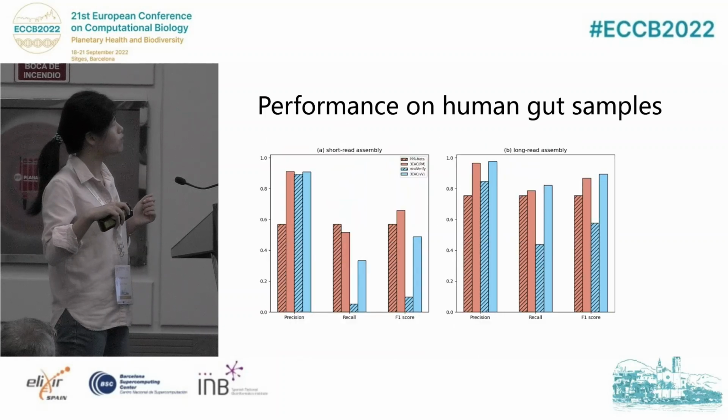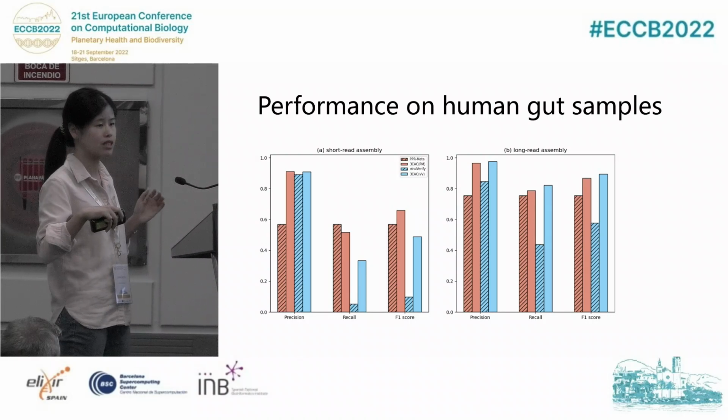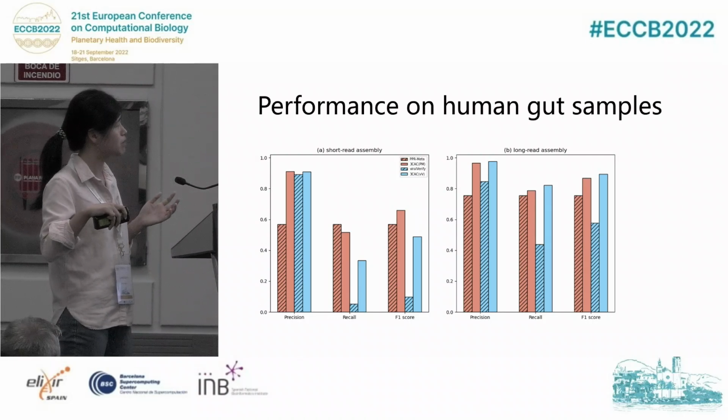And here we show the performance on the real sequencing data from human gut samples. The left figure shows short read assembly, and the right figure shows long read assembly. On long read assembly, we still can see 3CAC based on viral verify or the PPR method have comparable results, and they perform better than the PPR method and viral verify. But when we look at the short read assembly, 3CAC based on the PPR method has the best performance, but 3CAC based on viral verify performs slightly worse than the PPR method.